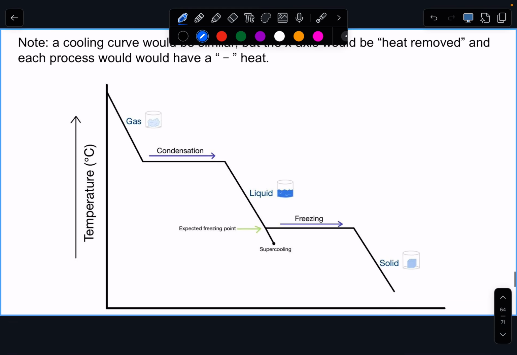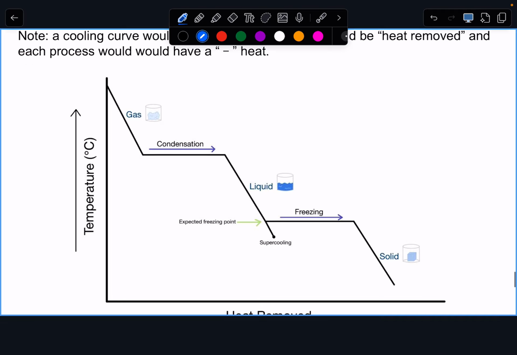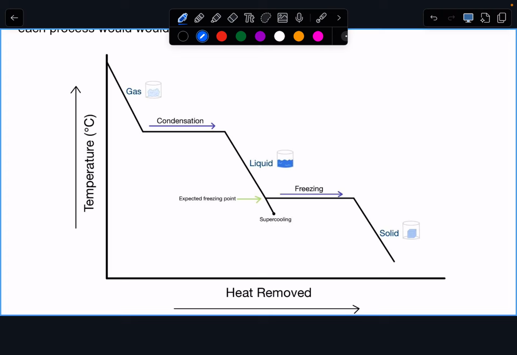Okay, let's do one last one. So I'm going to write down a question that would be similar to what you would see on an exam. But in this instance, it's going to be for a cooling curve. So a cooling curve looks almost identical, but reversed, so that we're now going down in temperature and heat is being removed as we go across the x-axis, okay? So we're going from gas to liquid, liquid to solid in these instances.